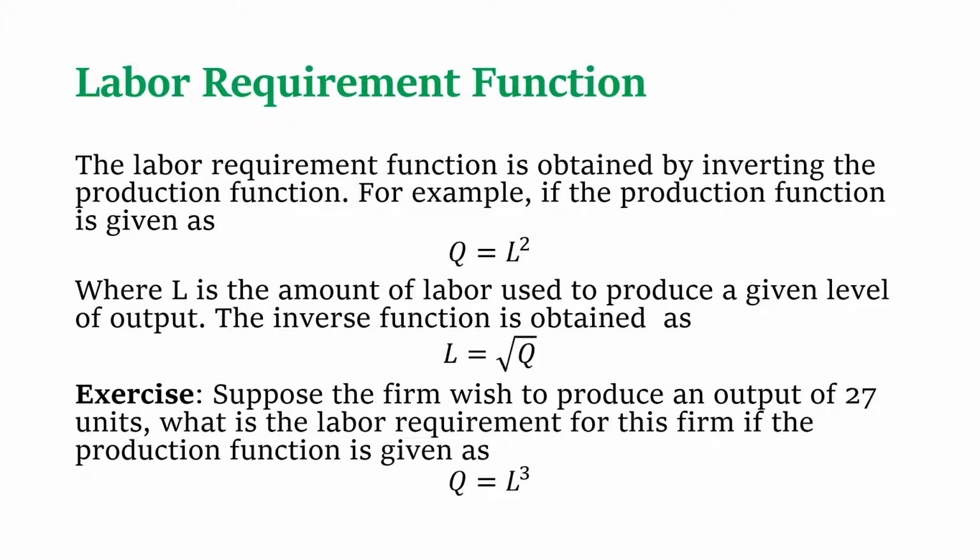So let's look at this simple exercise here. Suppose the farm wishes to produce an output of 27 units. What is the labor requirement for this farm if the production function is given as Q equals L cubed? So what we need to do here is express L in terms of the outputs. Instead of having outputs in terms of labor, we now have labor in terms of outputs.